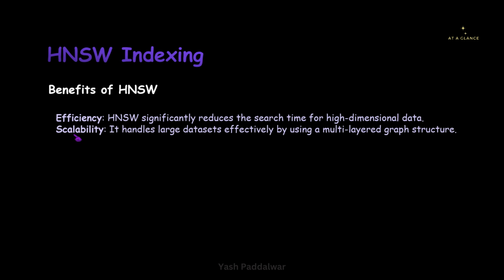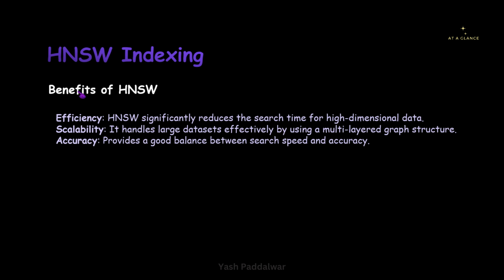The next benefit is scalability, as it easily handles large datasets effectively through a multi-layered graph structure. Next is accuracy. It provides a good balance between search speed and accuracy. If you talk about one indexing algorithm that has higher speed as well as higher accuracy, then I would suggest HNSW. So I hope the benefits of the HNSW algorithm are clear to you all.